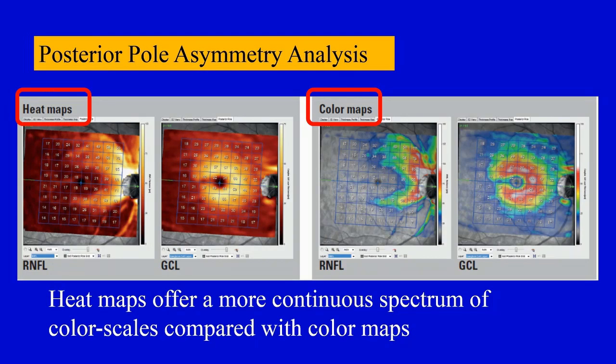The posterior pole asymmetry can be shown in color map or heat map. Heat map offers a more continuous spectrum of color scale compared to the color map. So differences over time can be determined easily. This can be found in any layer, as the operator wishes to choose different layers of the retina.